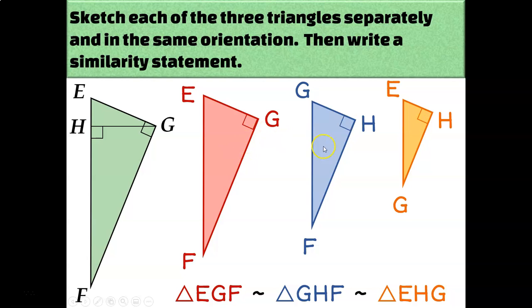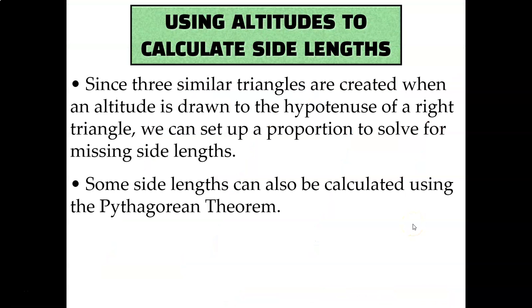Also, drawing all of these triangles in the same orientation makes the next steps way easier. The next step is solving for each of the missing side lengths. Since the three triangles, which are created when you draw an altitude in a right triangle, are similar triangles, we can use proportions to solve for some of the missing side lengths. And since we're dealing with right triangles, we can also use the Pythagorean theorem to calculate side length as well.